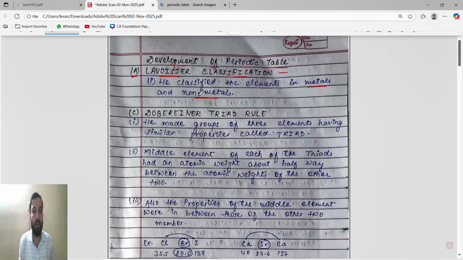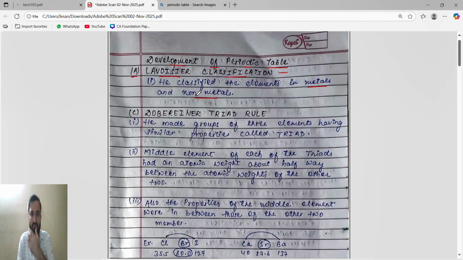Okay, but Lavoisier was the first, right? Lavoisier was the first. Lavoisier came, he was like, lots of elements are there. See, at that time all the 118 elements were not discovered, so few elements were discovered. So he was like, whatever few elements were discovered, we will classify them based upon metals and non-metals. That's it.